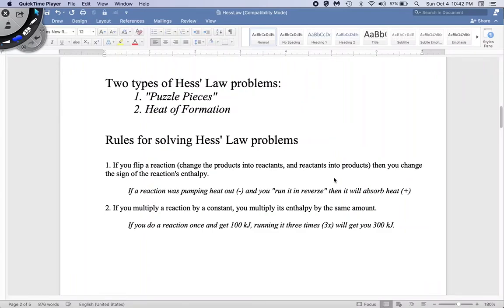There are two types of Hess's Law problems. Now, I call the first type a puzzle piece Hess's Law problem, and you'll see why in a couple seconds. And the other type of Hess's Law problem is what I would call a heat of formation law problem.